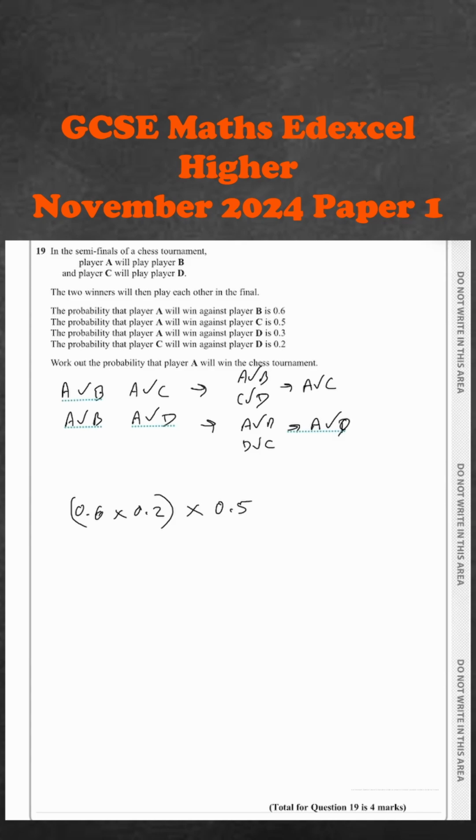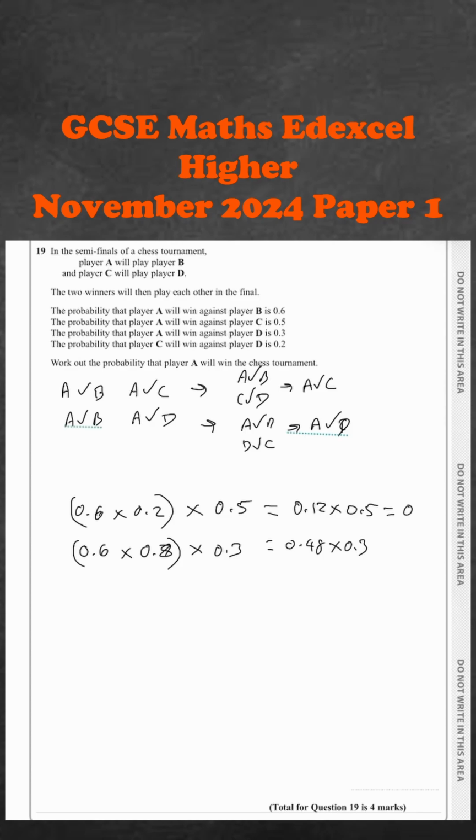Sorry, this should be a D here. A beats B in the second scenario is 0.6. D beats C is then going to be 0.7. No, 0.8. It's going to be 1 minus 0.2. And then A beating D is 0.3. So we need 0.12 times 0.5, and here we need 0.48 times 0.3.